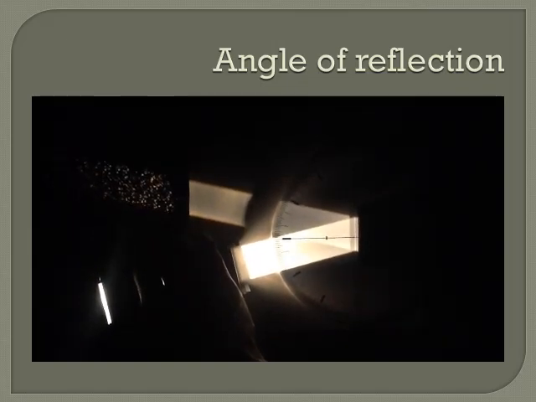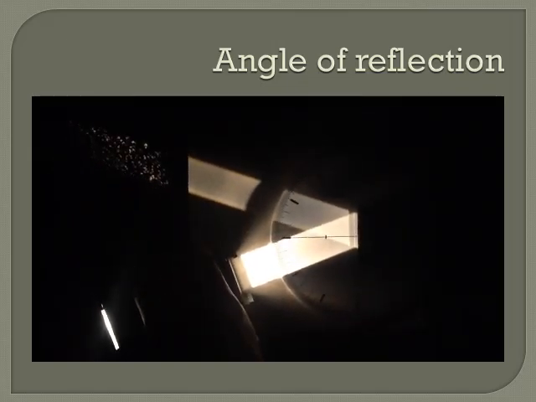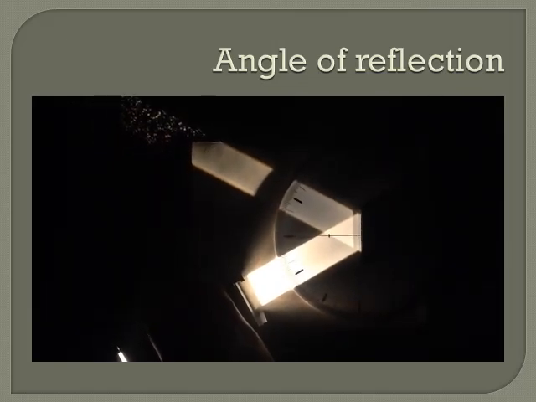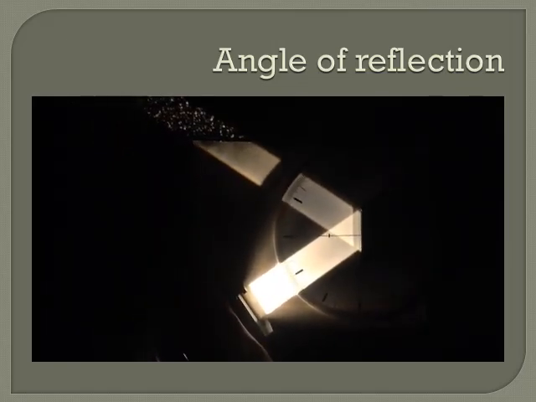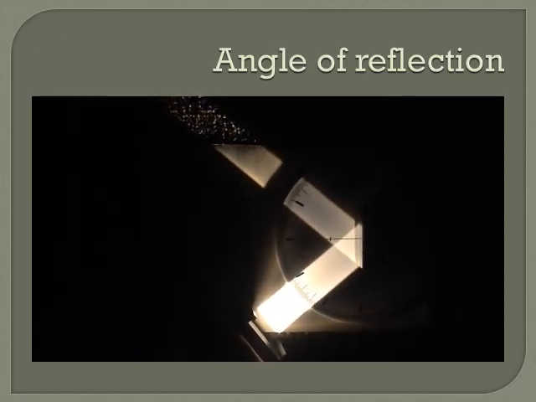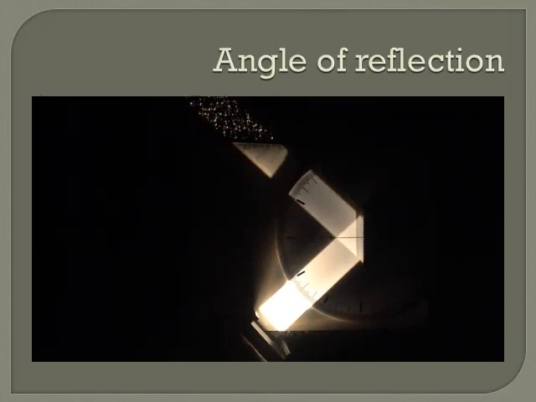The light winds up hitting the mirror. And notice that the beam of light, which is essentially a bunch of parallel rays, winds up bouncing off the mirror and being reflected as a beam of light.